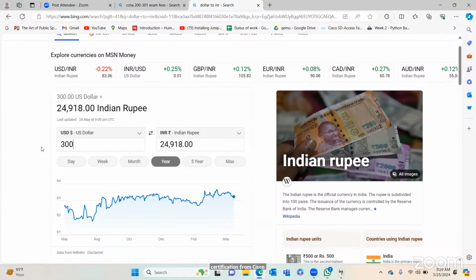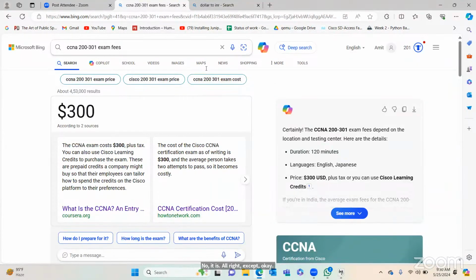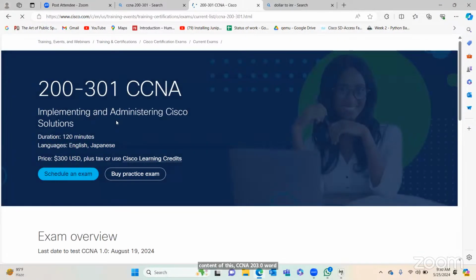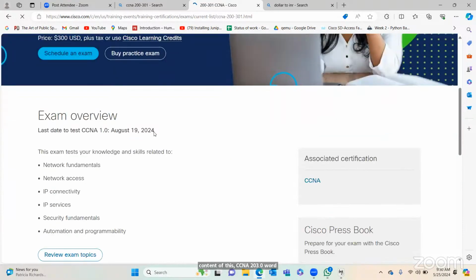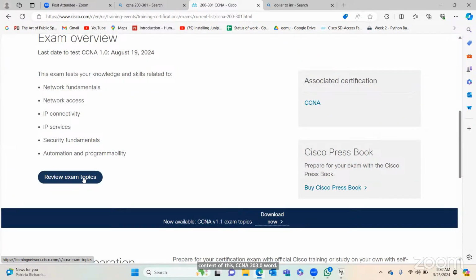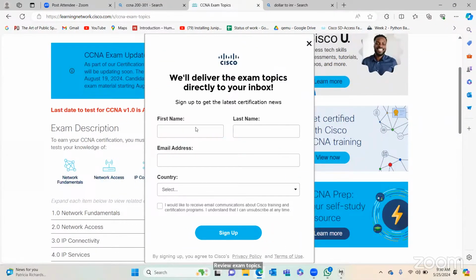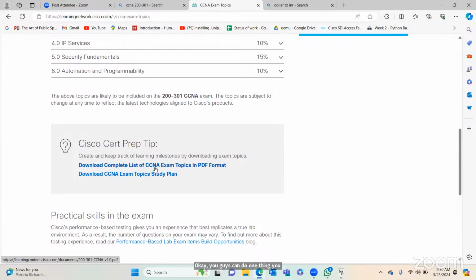But the best part is that the Cisco certification is worldwide valid. It's not like if you have appeared for the exam in India, then it will be valid in India only. No, it is worldwide acceptable. Then if we go to the Cisco site, I can show you the content of this CCNA 200-301, the review exam topics. You guys can do one thing: you can download this whole PDF also, the complete list of CCNA exam topics in PDF format.